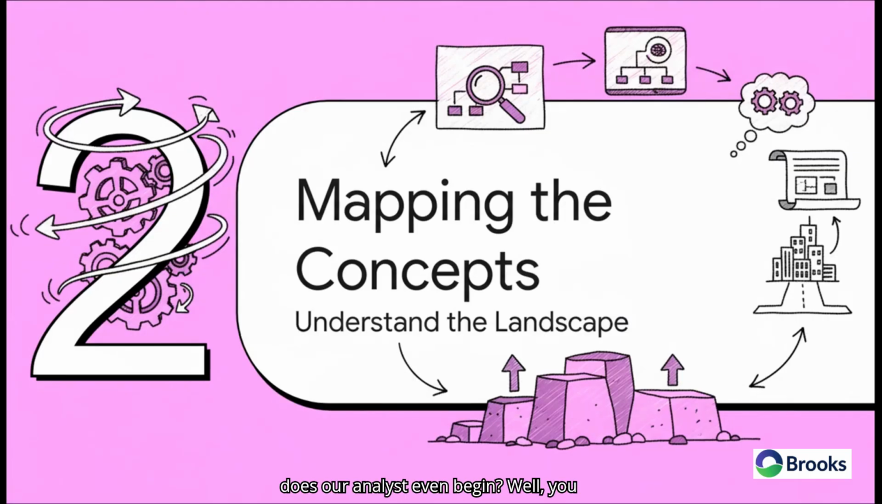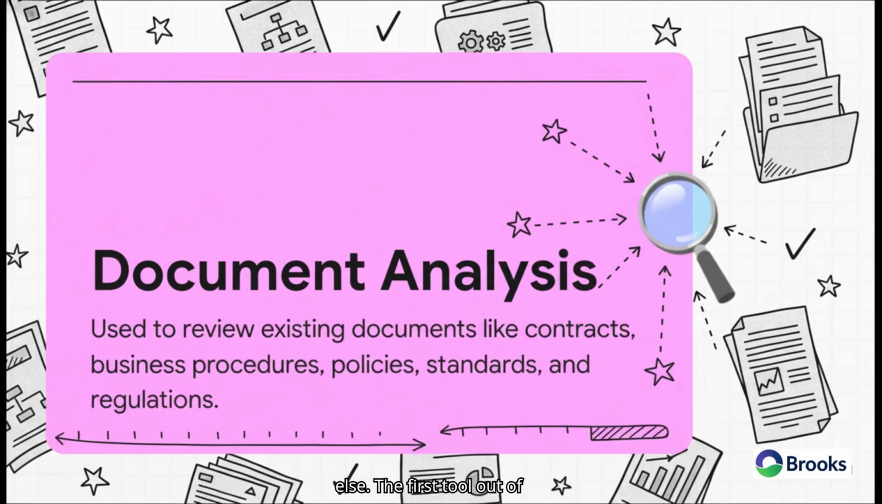Okay, so where does our analyst even begin? Well, you can't fix an engine if you don't know what the parts are. The very first step is to just understand the business landscape. We need to build a solid foundation before we can do anything else. The first tool out of the bag is document analysis. The big idea here is simple. Don't reinvent the wheel. A smart analyst starts by looking at what the company already has written down. Things like internal procedures, contracts, policy manuals. You've got to start with what you know.